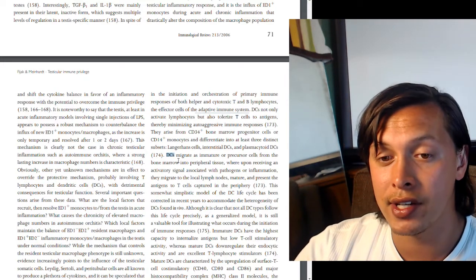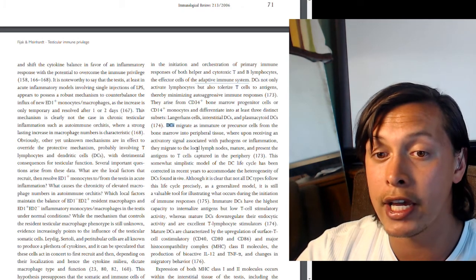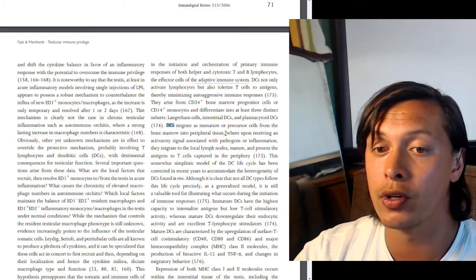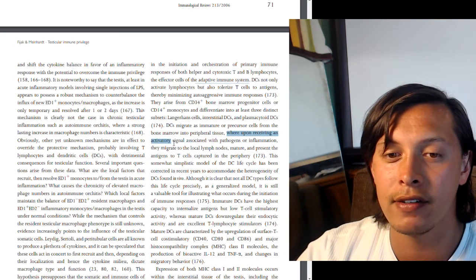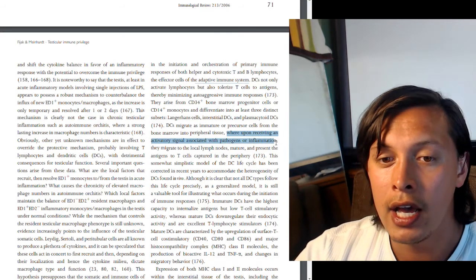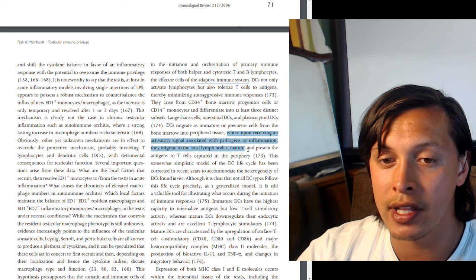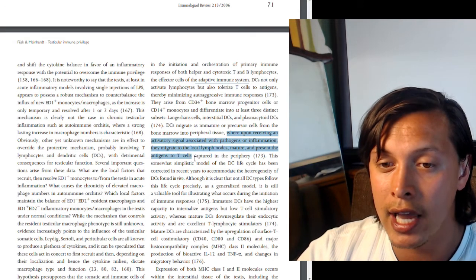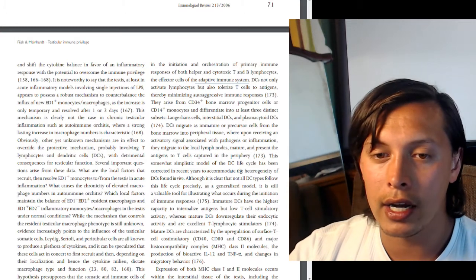Anyways, the dendritic cells migrate as immature or precursor cells from the bone marrow into peripheral tissue, or into different tissues, where upon receiving an activatory signal associated with pathogens or inflammation, they migrate to the local lymph nodes, mature, and present the antigen to T cells captured in the periphery.